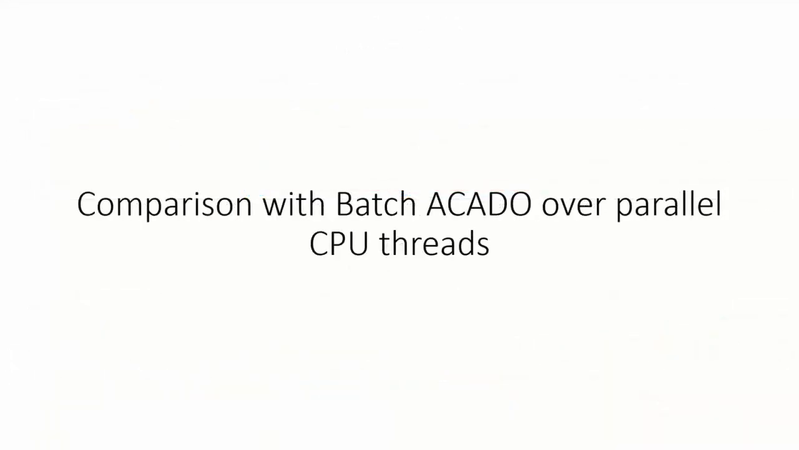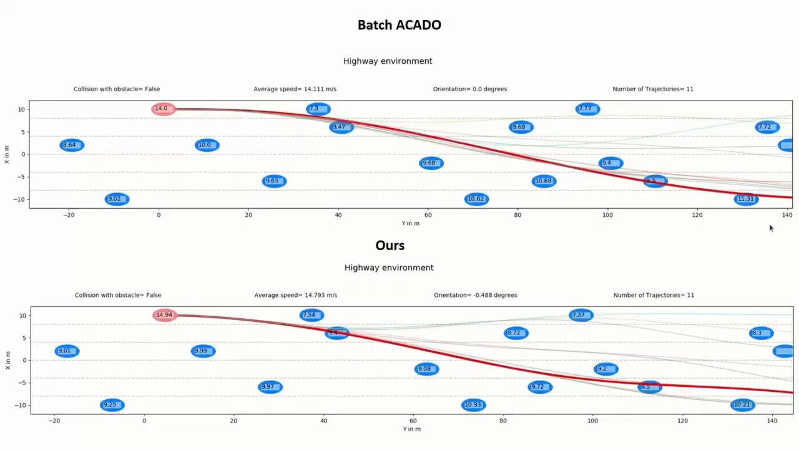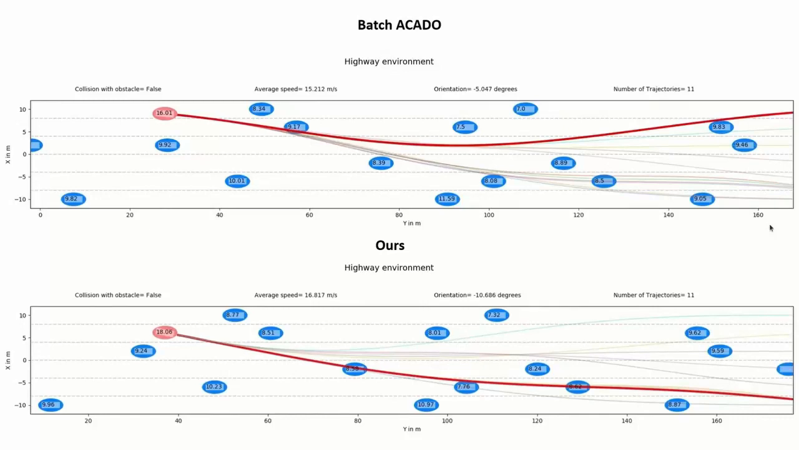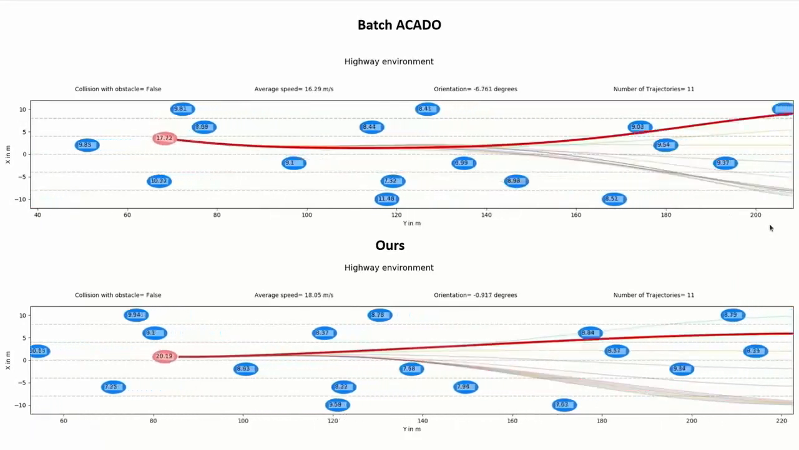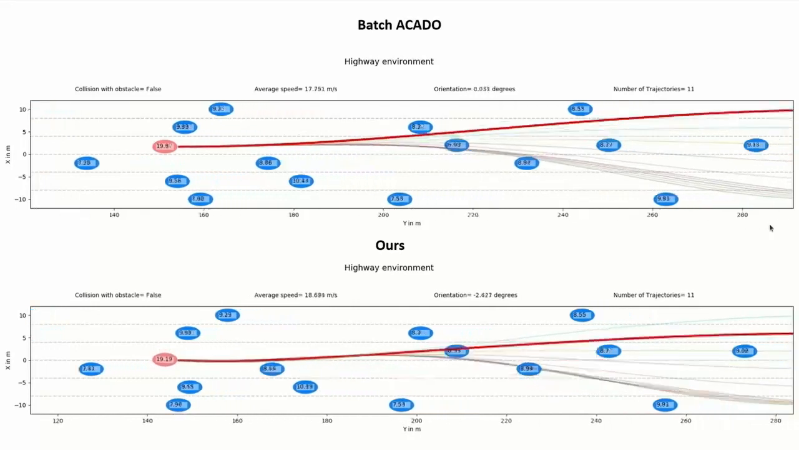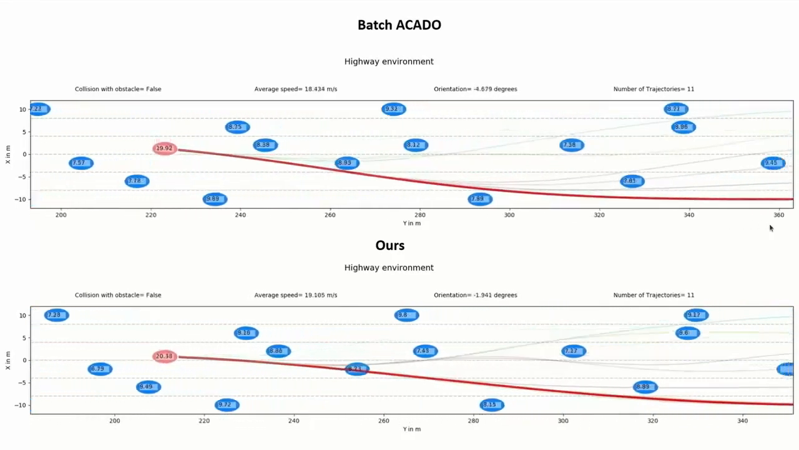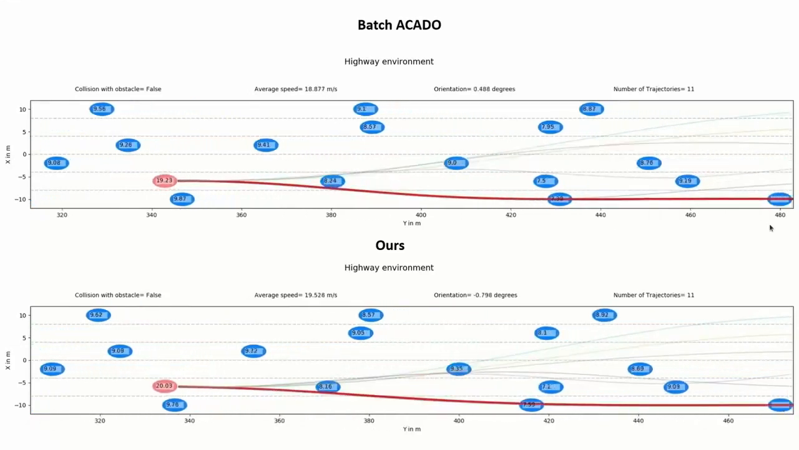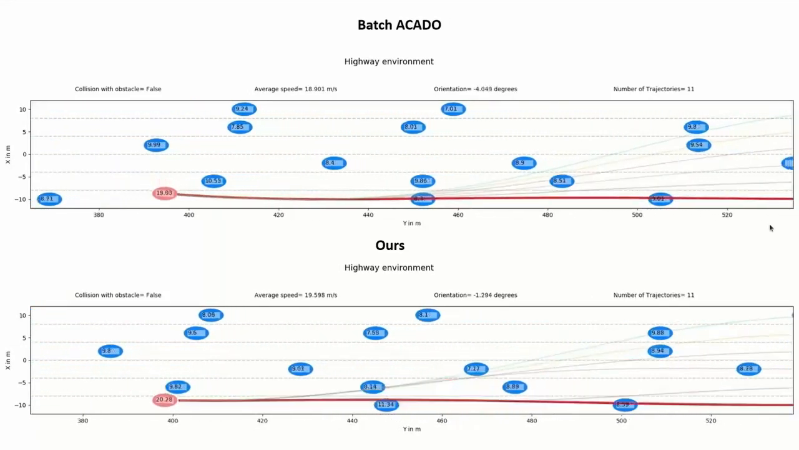We next present a comparison with batch Ocado. Again, our batch optimizer achieves slightly better performance than batch Ocado with smoother acceleration profiles. As you can see, the velocities achieved by our optimizer are slightly higher than batch Ocado, plus we are also maintaining the right lane preference better than Ocado.